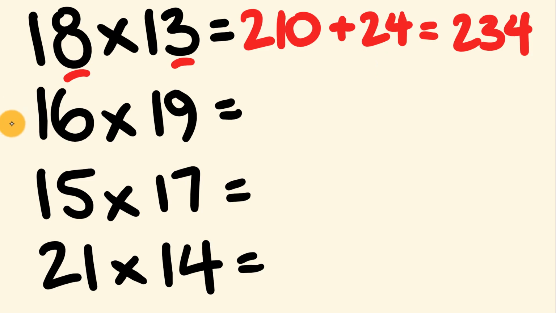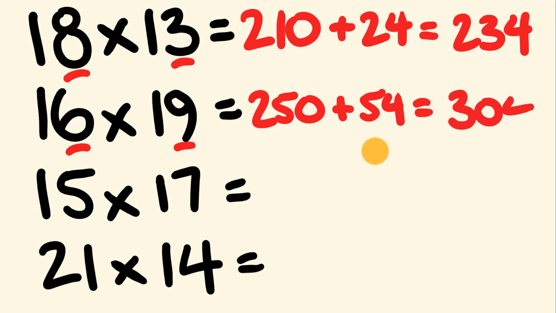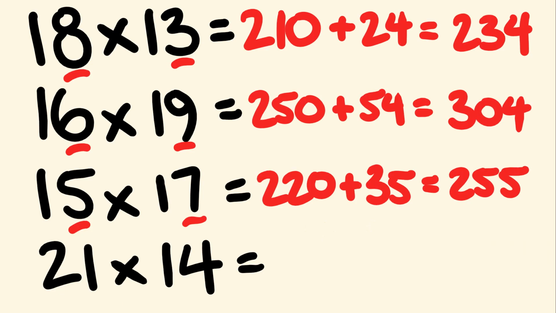Cool. Did you get that one? Well, let's have a look at the second one here. 16 multiplied by 19, where we have the units of 6 and 9. 16 plus 9 is 25, so that becomes 250. Plus 6 times 9 is 54. Add those two together, you have 304. Awesome. 15 times 17, we have 5 and we have 7. 15 plus 7 is 22, which becomes 220. Plus 5 times 7, which is 35. This is equal to 255. All right, you're going 3 for 3 so far?